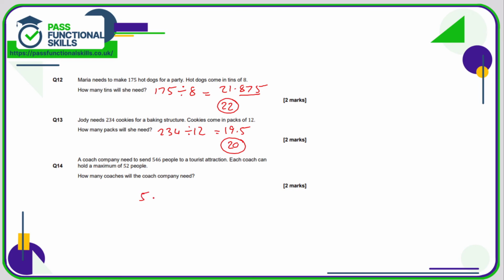Similarly, question 14 is 546 divided by 52 comes to 10.5, so 10 and a half coaches, but you can't hire half a coach, so that's going to be rounded up to 11. Even if this number was only a tiny bit over 10, 10.0001, that's 10 full coaches and a tiny portion of the next coach. It does mean this next coach is going to be mainly empty, but you still would need that 11th coach, otherwise these people here, whatever that represents, are going to be left behind. So watch out for that.